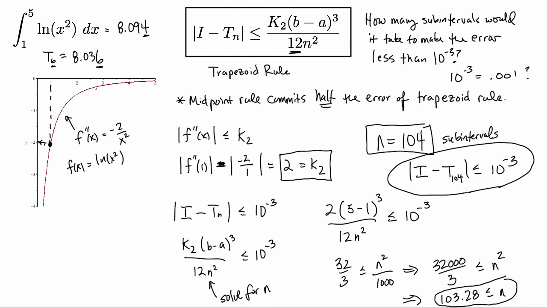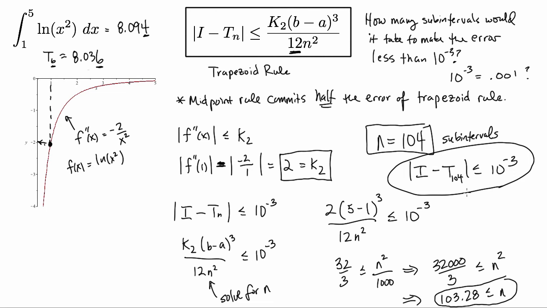Now, this is not a great example of a function that trapezoid rule works really well for. If you looked at the original function, natural log x squared, it has a lot of concavity, and that's bad for trapezoid, just like it's bad for midpoint. So it's not surprising that this thing's sort of slow to converge.